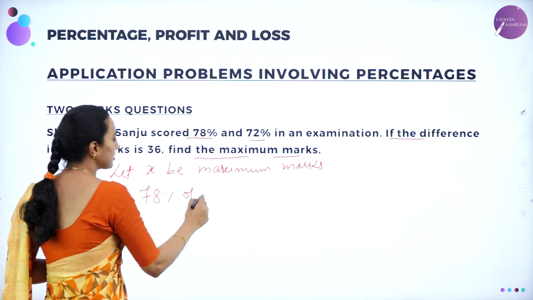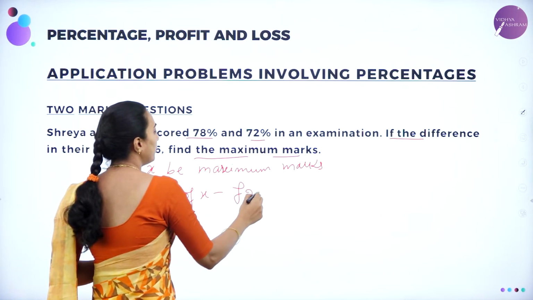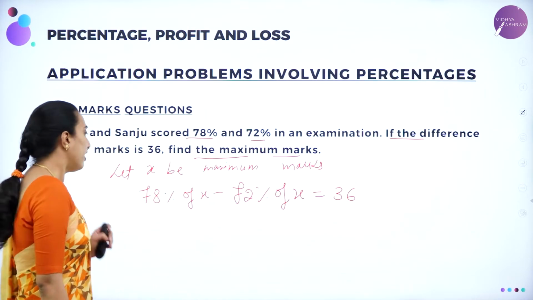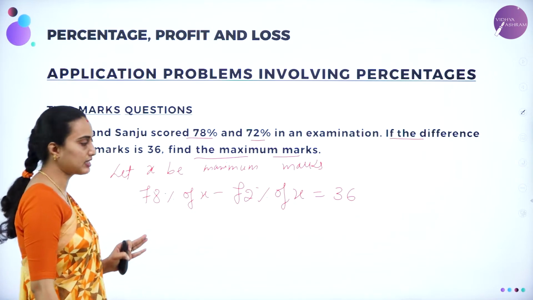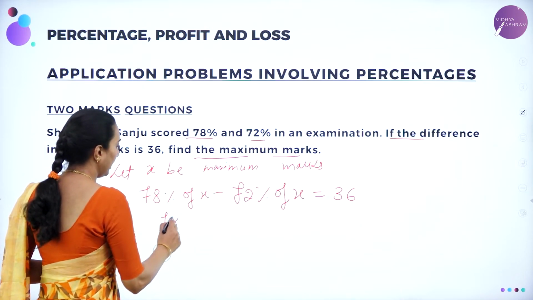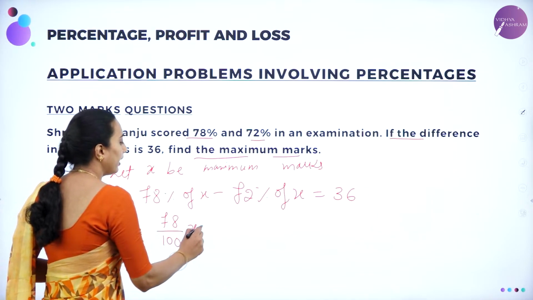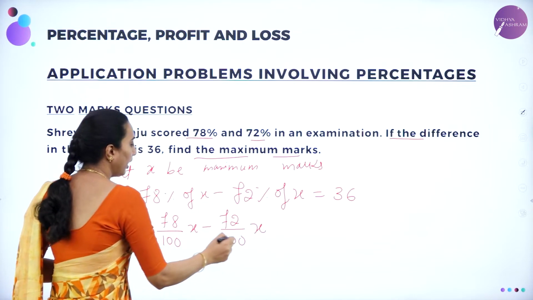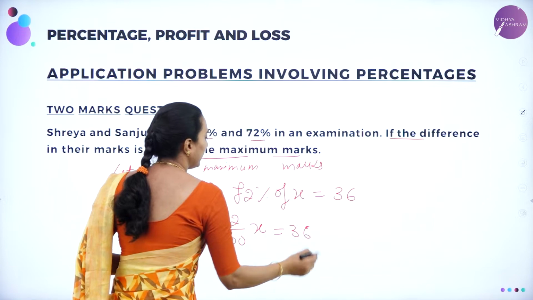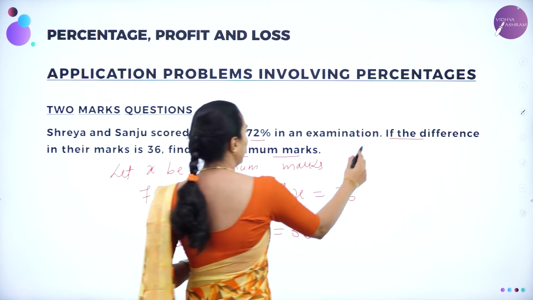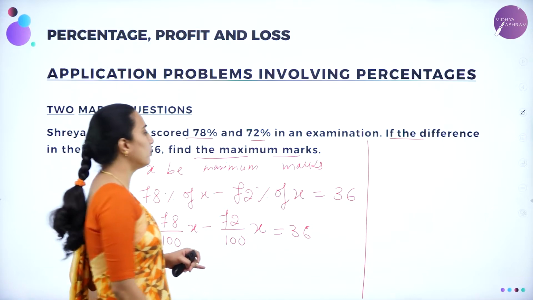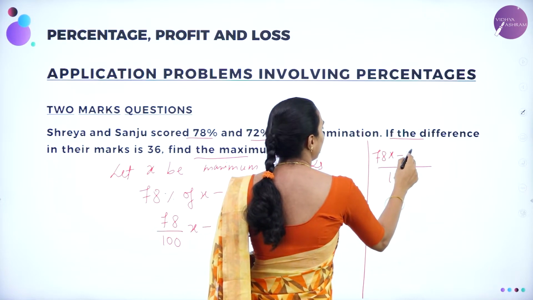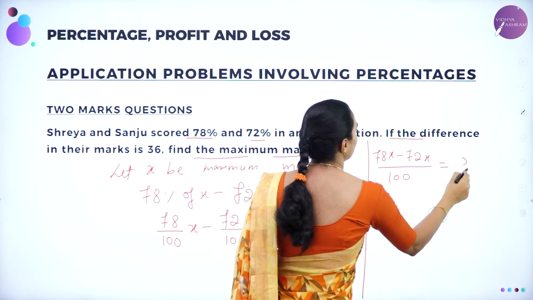78% of x minus 72% of x is equal to 36, isn't it? Now, 78% of x can be written as 78 divided by 100 into x minus 72 divided by 100 into x. Now, 100 is the LCM. Writing the right-hand side as 36, you can write 100 as the denominator, and 78x minus 72x will be equal to 36.